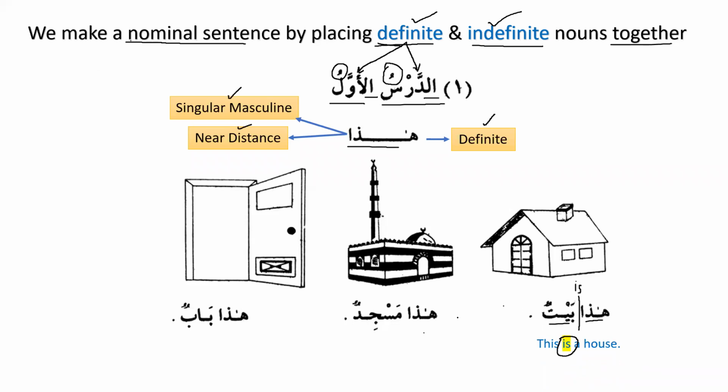Then we have hada masjidun. Again, how to read it? You will read it like this: hada is masjidun. You have to practice like this, so inshallah it will be easier. This is a masjid. And hada babun. This is a door. Now you need to know that the vocab is very important. So please write down all this vocab and try to memorize it. Vocab is very, very important.